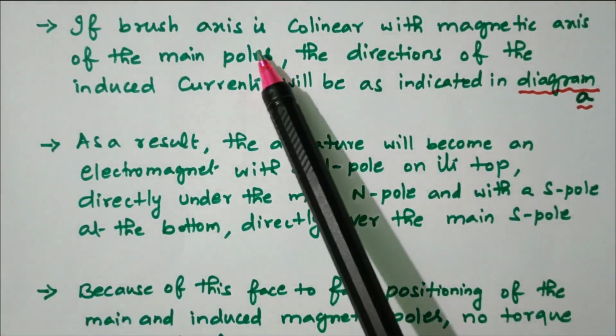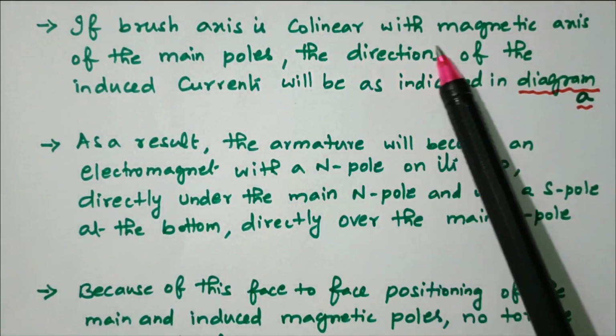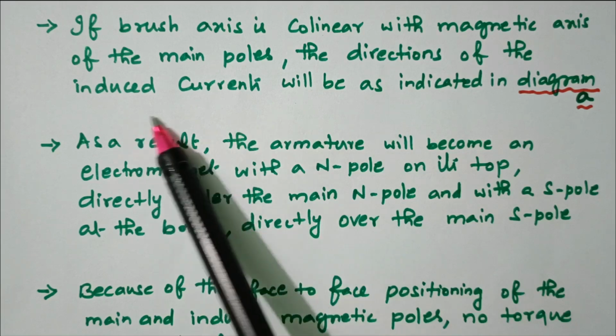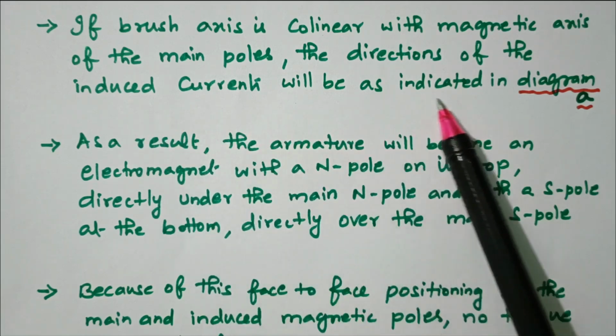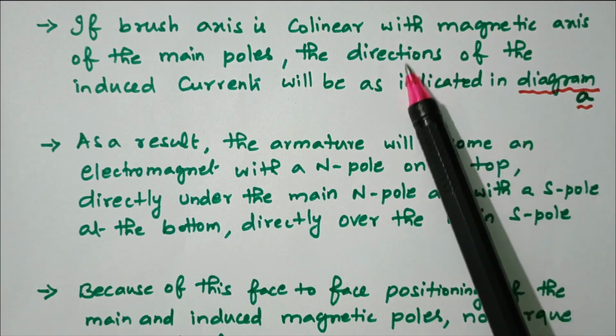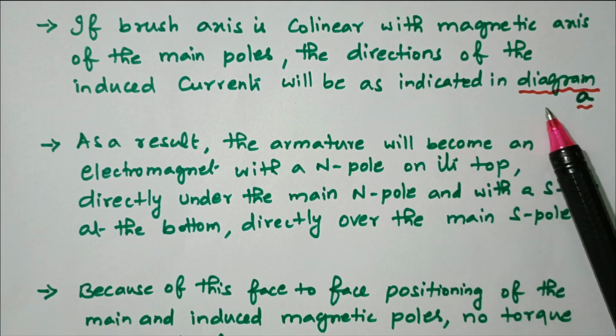If the brush axis is collinear with the magnetic axis of the main pole, the direction of the induced current will be as shown in diagram A. First diagram, vertical. The brush positions are aligned vertically. In that case EMF is induced, that we refer to in diagram A.